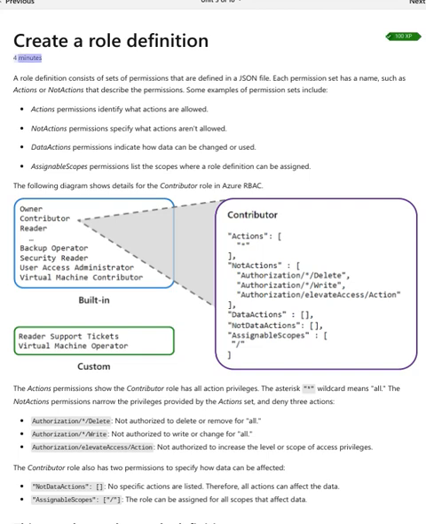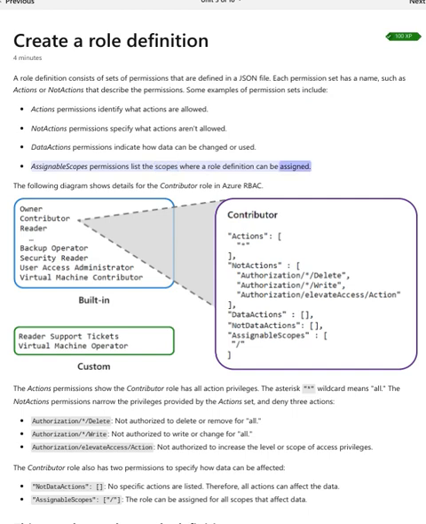A role definition consists of sets of permissions that are defined in a JSON file. Each permission set has a name, such as actions or not actions, that describe the permissions. Some examples of permission sets include: Actions permissions identify what actions are allowed. Not actions permissions specify what actions aren't allowed. Data actions permissions indicate how data can be changed or used. Assignable scopes permissions list the scopes where a role definition can be assigned.